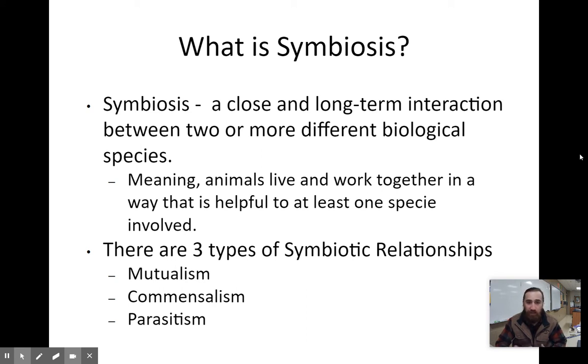Now, this means animals live and work together in a way that is helpful to at least one of the species and only to one of the species. It can be both, but only has to for sure be one. Now, we're going to go over three types of symbiotic relationships. The first one's going to be mutualism, the second one's going to be commensalism, and the third one's going to be parasitism.